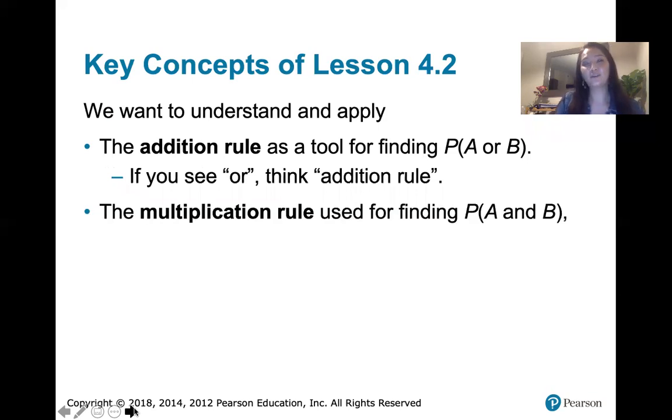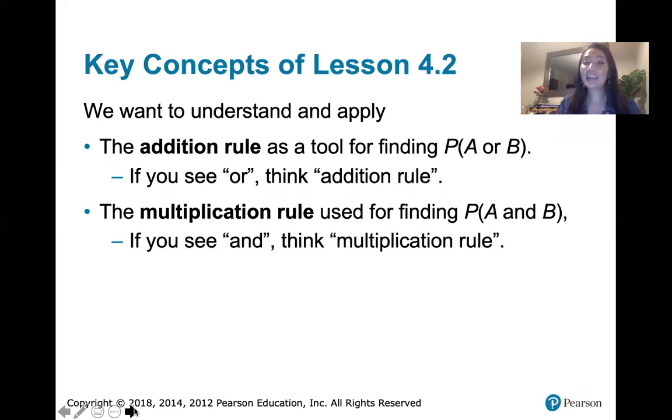And then we also are going to learn about the multiplication rule. This allows us to find the probability that A happens and B happens at the same time in the same trial. If you see the word and, I want you to think of the multiplication rule.